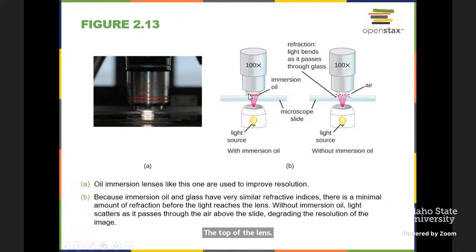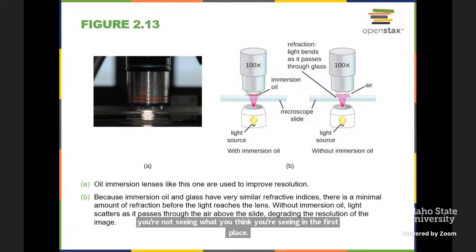And it sucks it up and allows the light to shoot right up into the lens. Without it, you might see some stuff, but it's going to be super fuzzy, real grainy, because most of your light is refracting away and you're not getting a crisp image. If you don't put oil on that last objective lens, it's not going to look like it should. And if you put a drop of oil on there and your lens is clear up here instead of down here right by my slide, you're not seeing what you think you're seeing in the first place. You're nowhere near focused.